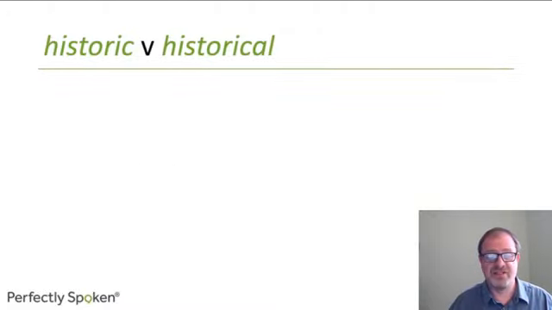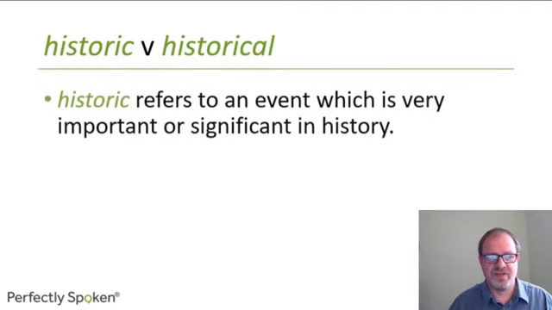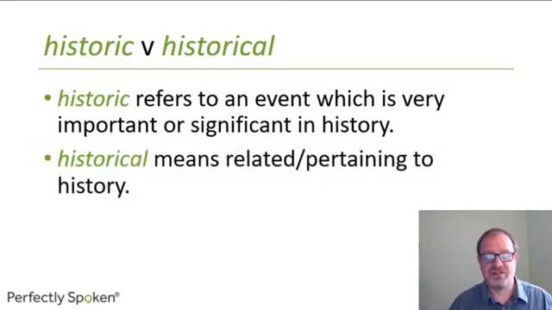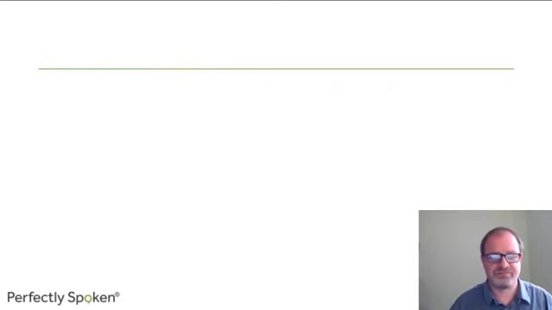Historic and historical. Historic refers to an event which is very important or significant in history, whereas historical simply means related to or pertaining to history, about history. But the important thing is historic is an important event, a landmark or an important event.